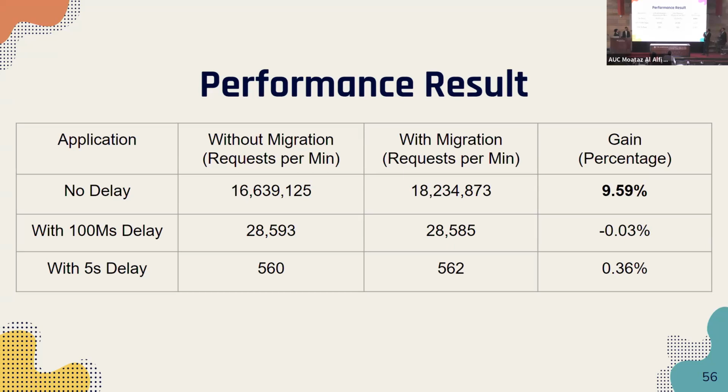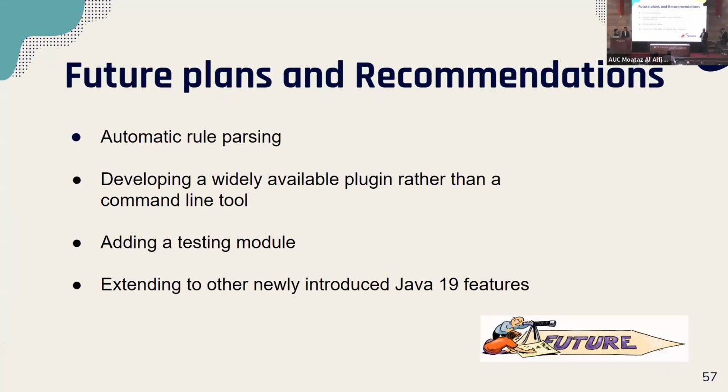For the no delay case, we received around a 10% performance gain. For the 100 millisecond and 5 second cases, we did not receive such a significant performance gain, but then our project is more concerned with the correctness rather than the performance. The performance is really up to Loom. Now, Sherif will tell us about the future plans.